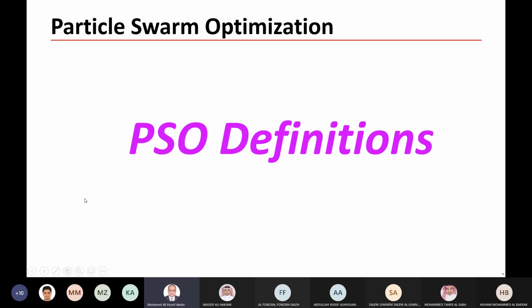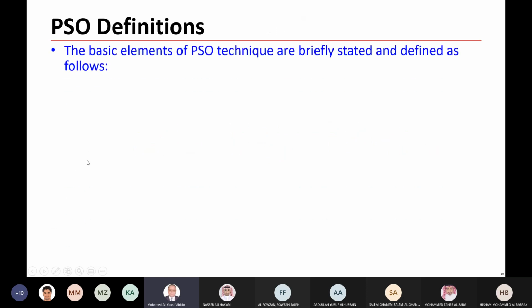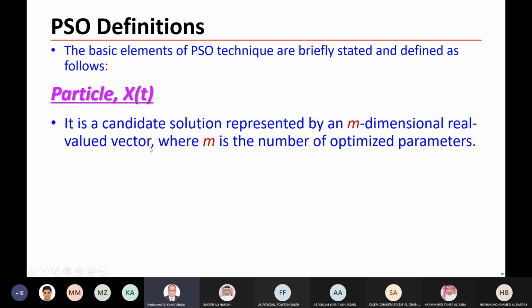Some of the terms will be used here. We need to define them at the beginning. What is the velocity and what is the position? What is the particle? What is the swarm? And we will see updating the velocity and the position later on. So the basic terms here, the particle is the solution x of t, and this vector of real valued parameters has m dimension. The dimension is m, and m is the number of optimized parameters.